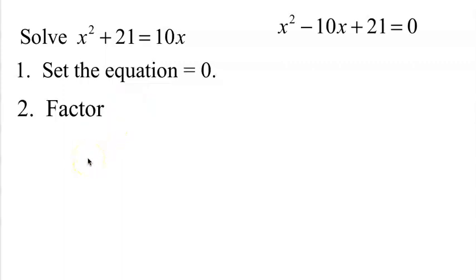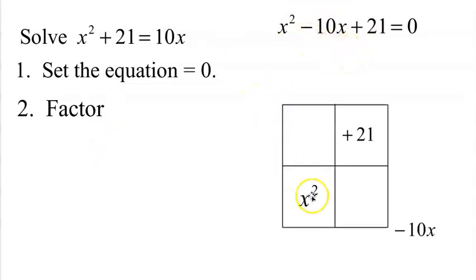The next move will be to factor. So we'll go ahead and use the factor puzzle to do that, the factor box. X squared in the lower left-hand corner, 21 in the upper right-hand corner, negative 10x outside. How to build x squared? X times x. How to build 21? Well, 1 times 21 or 3 times 7, but you'll notice that the middle term is negative 10, so we will have to go with negative 3 times negative 7, checking that negative 3 times negative 7 is indeed positive 21.